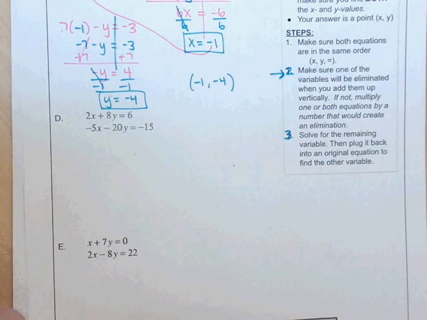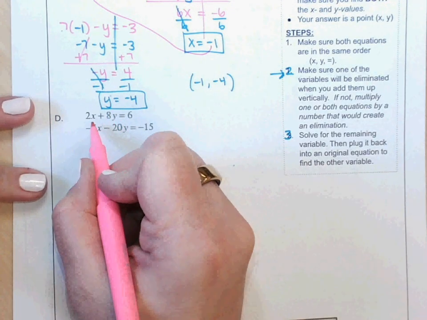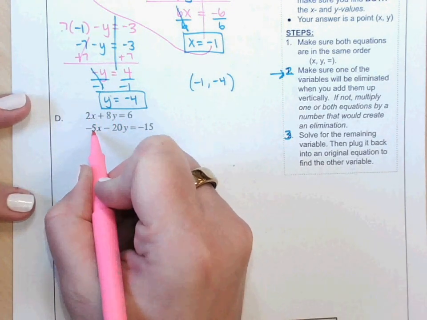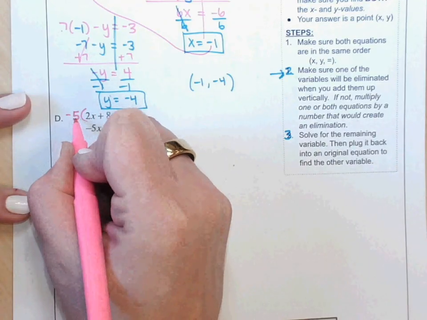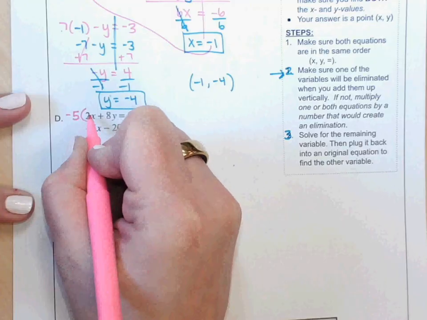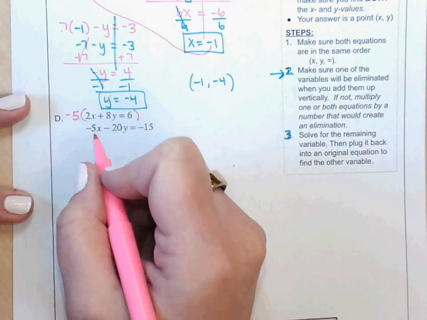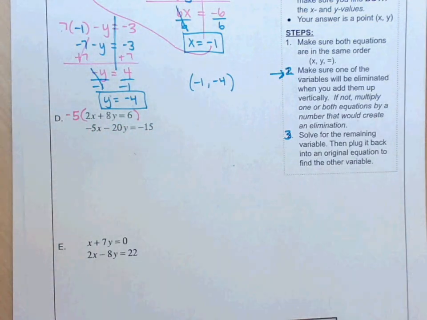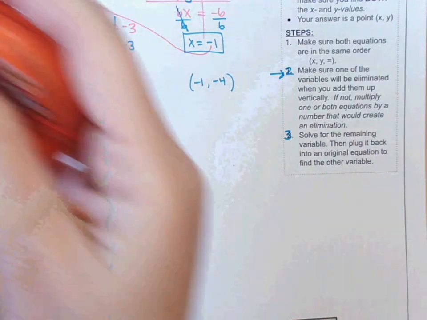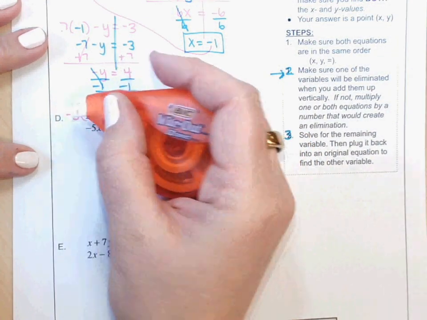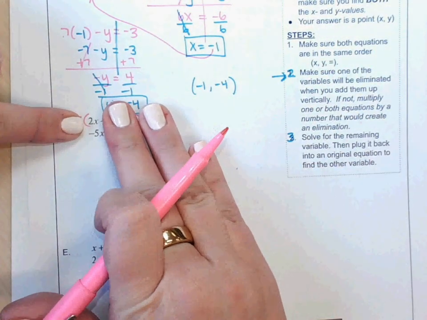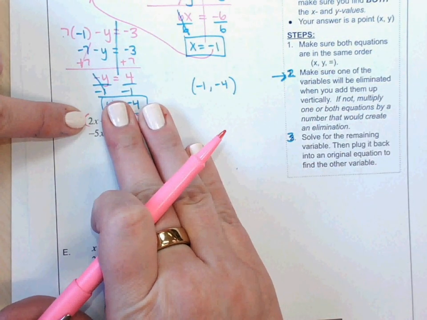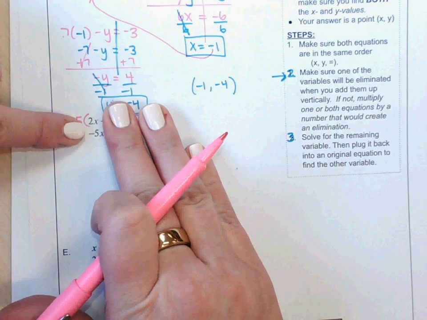So for this first one, what I notice is I have a 2 and a 5. If I multiply this top equation by -5, then that becomes negative 10x. Actually, I don't need to multiply it by a negative, sorry. Let me wipe that out. My goal is going to be to turn these x's into a positive 10x on top and a negative 10x on bottom.